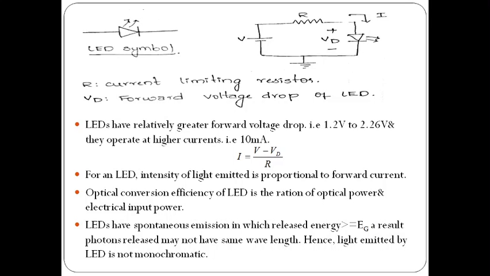From this we can write the current flowing in this circuit: I equals V minus Vd by R, where V is the applied voltage, Vd is the forward voltage drop, and R is the current limiting resistor. This current is always directly proportional to the applied voltage, and the light intensity is also directly proportional to the applied input voltage. Otherwise, we can say the intensity of light is directly proportional to the forward current or applied voltage.